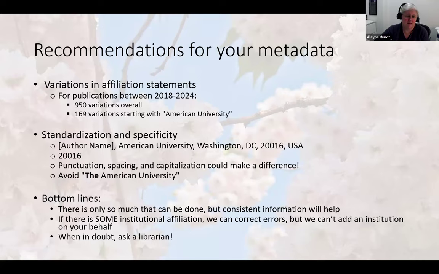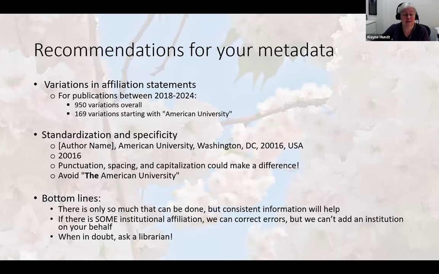And the American University, although again, like I said earlier, we see less of that now, but a good number of the unaffiliated publications that we reviewed had the American University. And so I think there's something in there that throws things off. Bottom line is that there is only so much that can be done, but trying to be as consistent as possible will help. Again, a lot of it depends on the publisher where you're submitting information, because they may not accept an address, for example. But if you can submit an address, adding in a consistent line and the zip code will help.